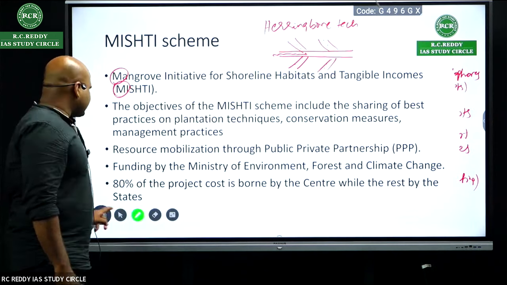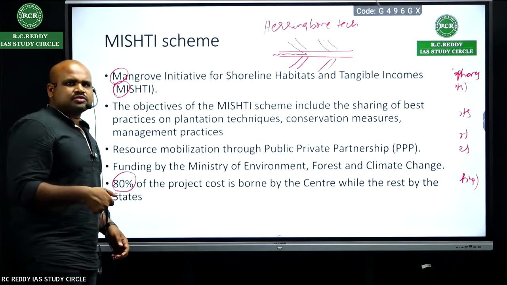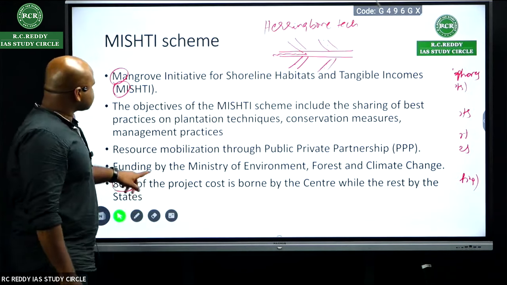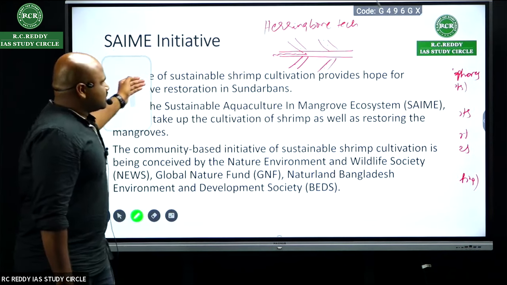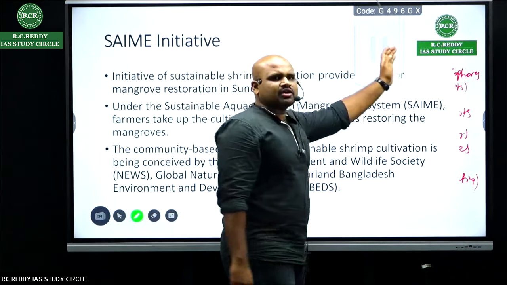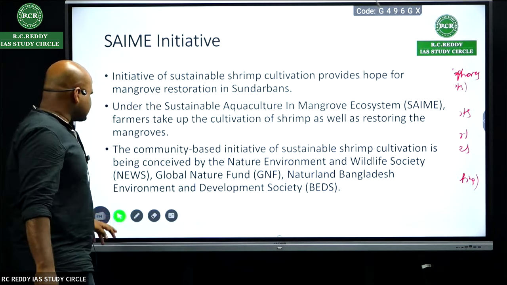Now look at the funding mechanism. We see 80% of the project is by the Centre and 20% is by whom, my dear? State. Next, the SIME initiative, again, this is for shrimp cultivation vis-a-vis the mangroves. Shrimp cultivation vis-a-vis the mangroves, right? So that is one dimension that you'll have to understand.